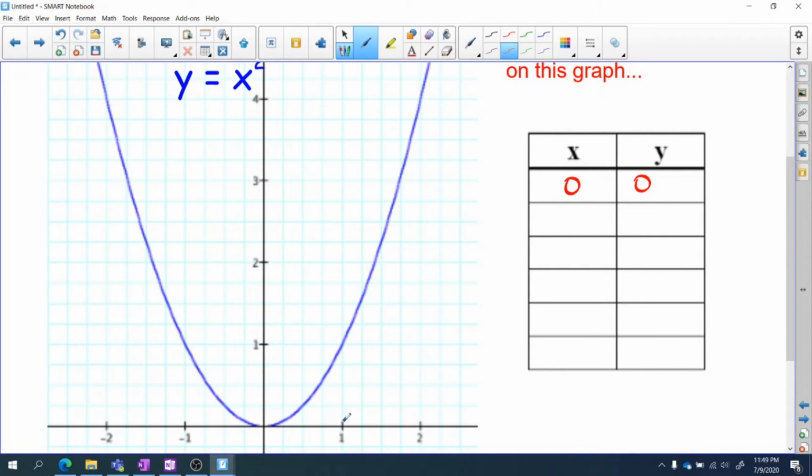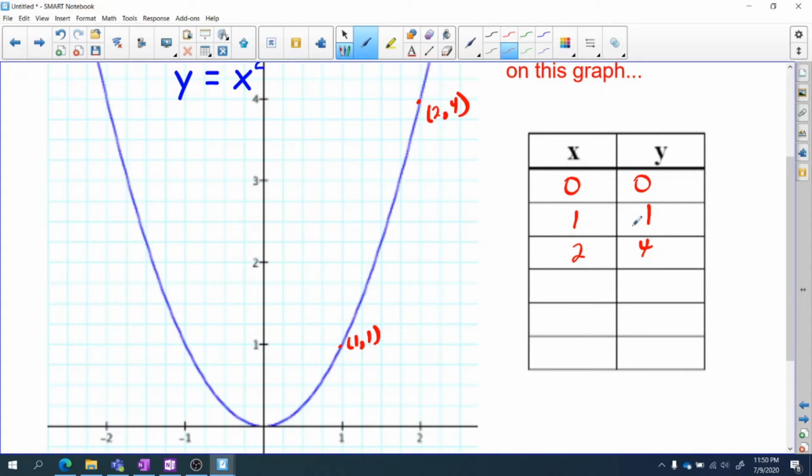If I go over 1 and go up to the graph, I hit the graph at this ordered pair, 1, 1. So when x is 1, the y is 1. If I go over here to 2, follow up, follow up, follow up, hit the graph right there. Well, hopefully you're not surprised when you see that when x is 2, y is 4.